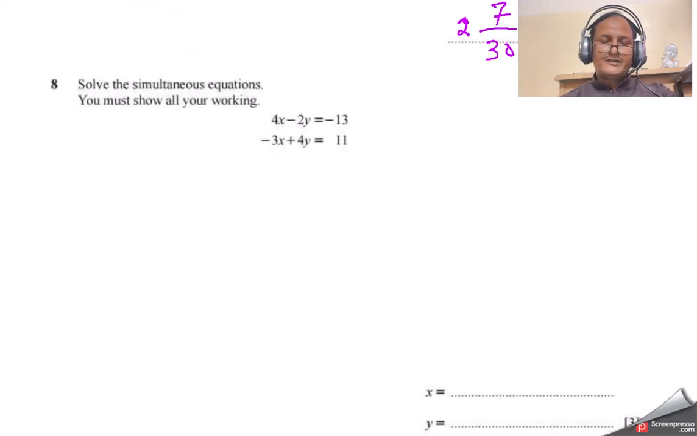Solve the simultaneous equations. You must show all your working. This is equation 1, and we have equation 2. We're supposed to solve it using the elimination method.